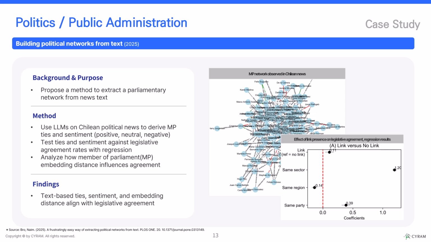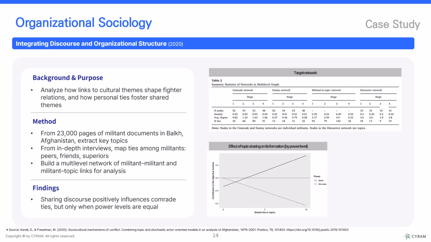In other words, the political ties that appear in the news don't just stay in the news, they reflect real alliances and influence in legislative behavior. So to sum up, this study demonstrates how LLMs can be used to extract political networks from text and then validate them against actual social behavior, showing strong potential for studying political power structures and even informal networks in the future. Next case, which combines discourse analysis with organizational dynamics.